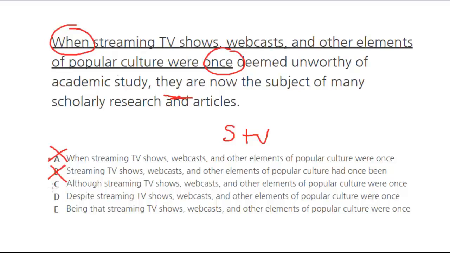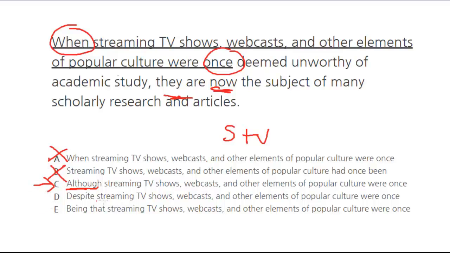Let's look at C. And C looks kind of promising because it has the word "although," right? And you need a contrast because look, they have "now." They talk about now and then in the past. So let's look at C. It says, "Although streaming TV shows, webcasts, and other elements of popular culture were once deemed unworthy." Yeah, so in the past, reality TV shows, they're not real things, but they are now, right? So that makes sense over here. So let's leave C for a second.